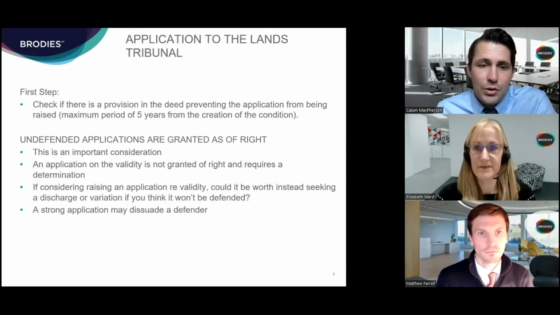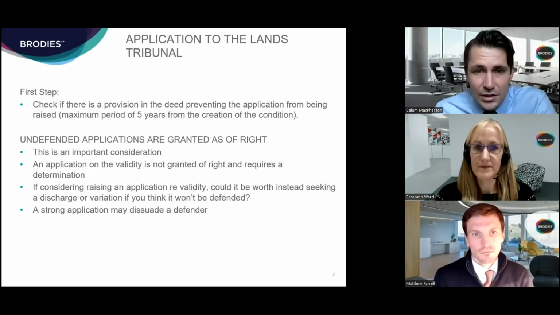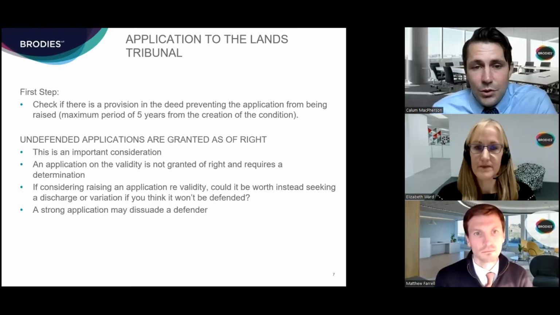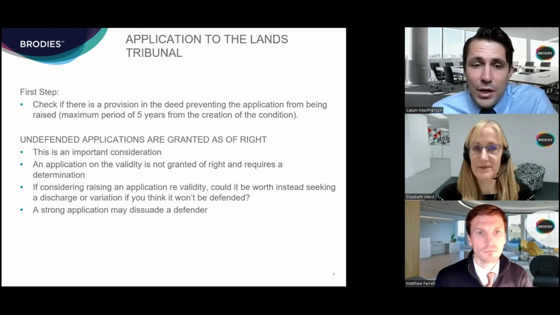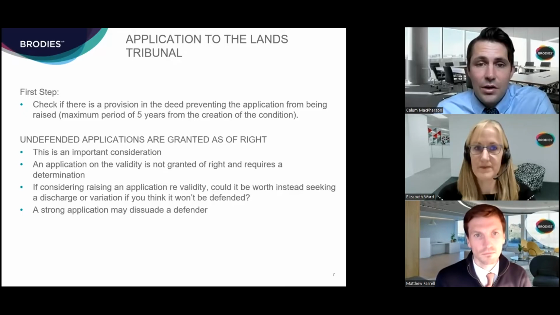Another thing that's important to consider when drafting your application is that where you're seeking an order for variation or discharge of a title condition, if that application is undefended it will be granted as of right. In other words, the tribunal will automatically grant the application without needing to hear any submissions or having any hearings on the matter. This is important to bear in mind. Other applications, such as an application on the validity of a real burden, are not granted as of right, and they require a determination by the tribunal, and often hearings and written submissions, etc.